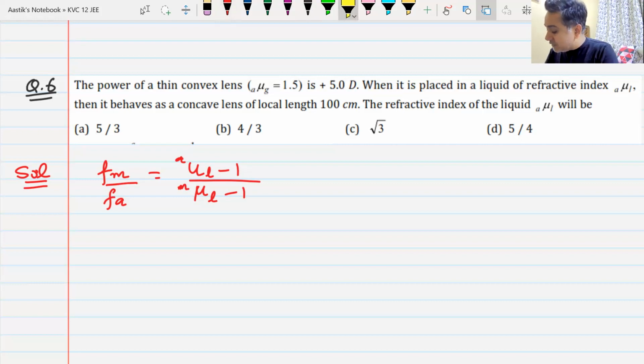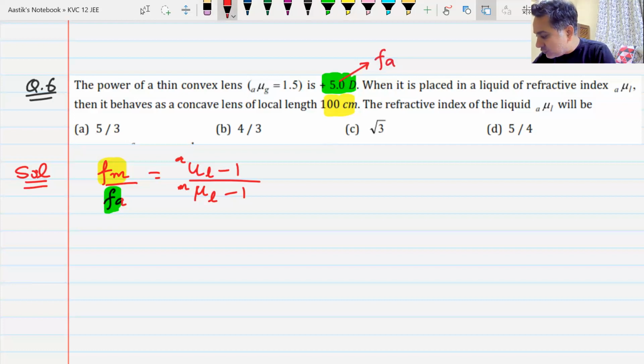Let us see what all things are given to me. Focal length in the medium is given as 100 centimeters. Yes or no? Yes, sir. Focal length in air, you can find out from the power. Power is given as 5 diopter, so you can find the focal length in air, bacha. Tell me, what value is coming? 20 centimeters or meter? 20 centimeters, sir. Well done. See, you are so good kids. I'm so proud of everyone. 20 centimeters. Let us put these values first of all here.